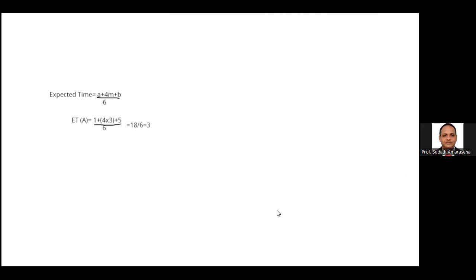If you understood, then you can go to the rest of the activities and do the calculation yourself. I will share the question again. Before that, I'll explain how to calculate the variation also, so you can do both. The variation we are going to calculate: simple B minus A, divided by 6, and get the square.